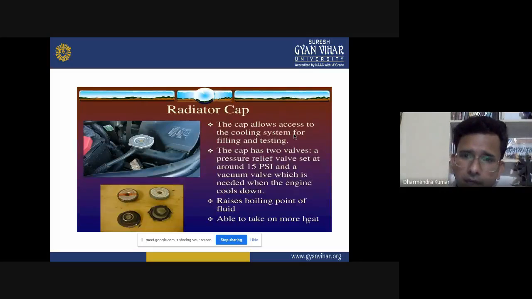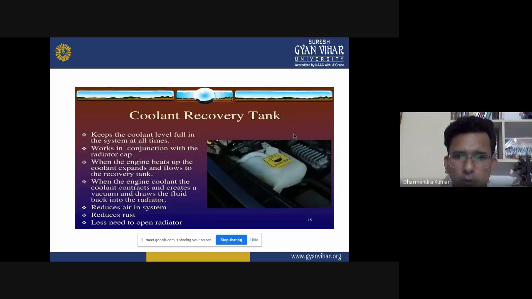Now this is the radiator cap. The cap allows access to the cooling system for filling and testing. The cap has two valves: a pressure relief valve set at around 15 psi, and a vacuum valve, which is needed when the engine is cooling down. It raises the boiling point of the fluid, and it is able to take on more heat.